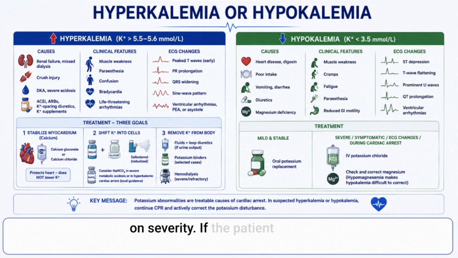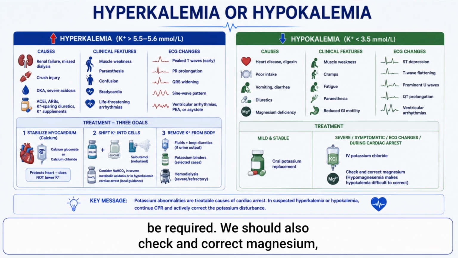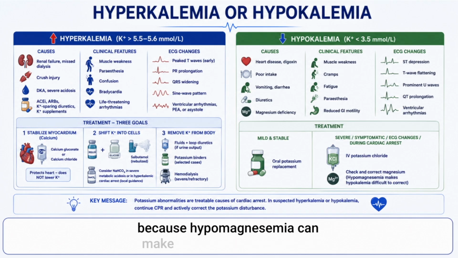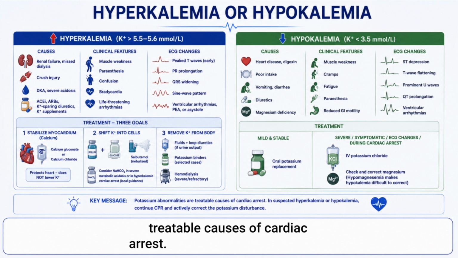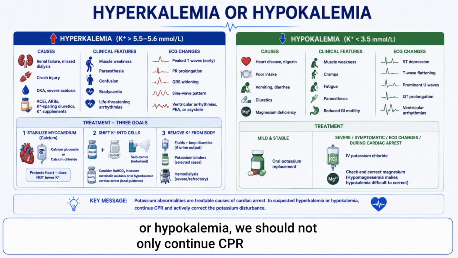Treatment depends on severity. If the patient is stable and the hypokalemia is mild, oral potassium replacement is usually preferred. If hypokalemia is severe, symptomatic, associated with ECG changes, or occurs during cardiac arrest, IV potassium chloride may be required. We should also check and correct magnesium, because hypomagnesemia can make hypokalemia difficult to correct. The key message is that potassium abnormalities are treatable causes of cardiac arrest. In suspected hyperkalemia or hypokalemia, we should not only continue CPR, we should actively correct the potassium disturbance.